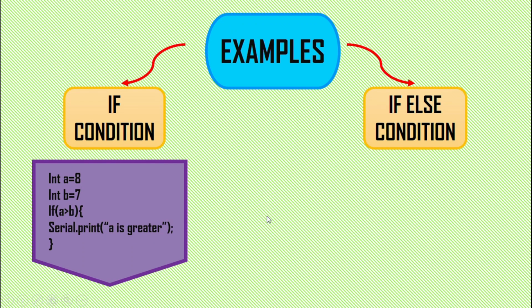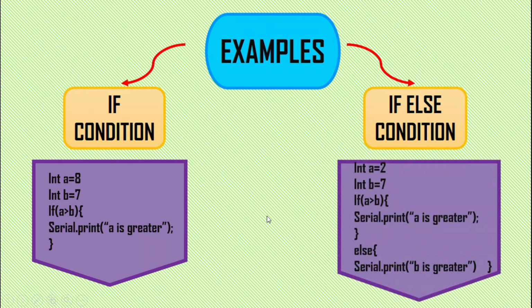Now let us see an example in the if else condition. So I created another variable A is equals to 2 and then B is equals to 7. Now the condition is that if A is greater than B, in the serial monitor A is greater will be printed, otherwise B is greater will be printed. Now we can see that this condition is false because B is greater than A, hence the code under else will be executed and this code will be omitted.